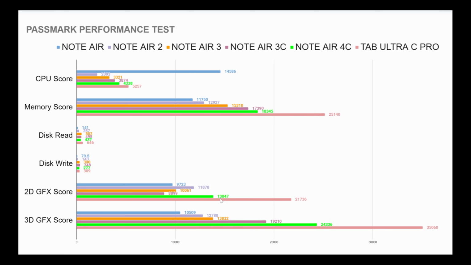But this jump is far more important because you are much, much more likely to rely on the 2D graphics performance than the 3D graphics performance on this type of a tablet. So across the board, everything except the disk read and write speed in all of the tests, the Note Air 4C has dominant performance over the Note Air 3C.